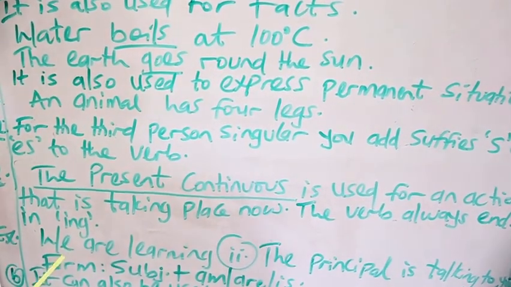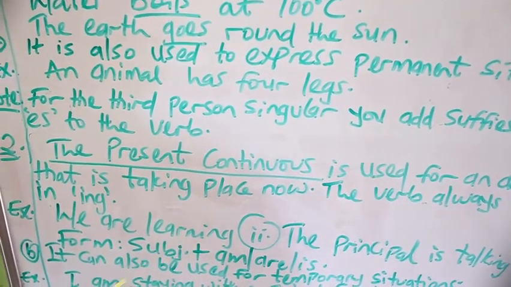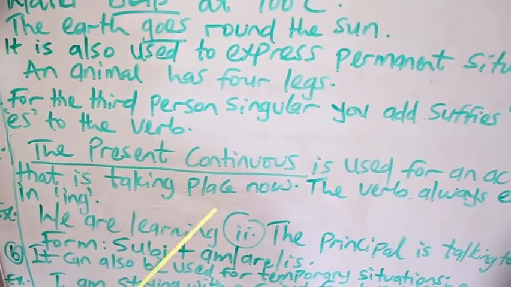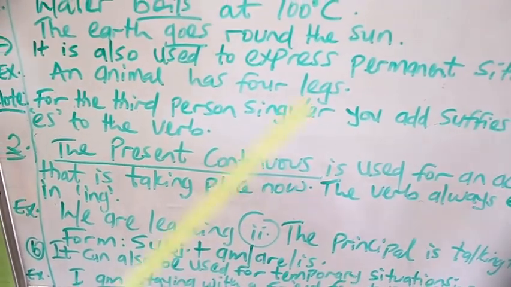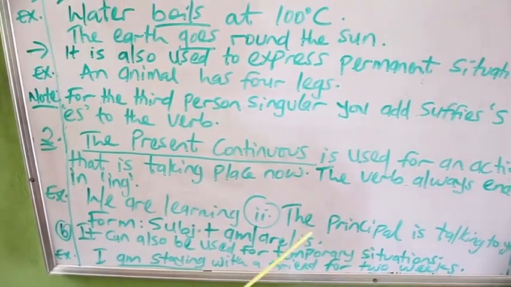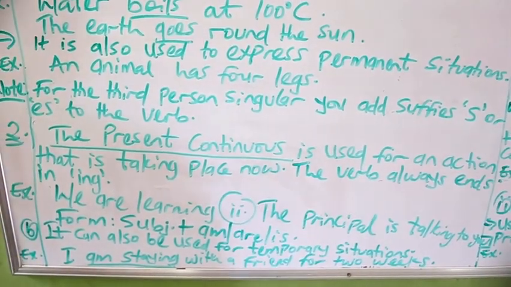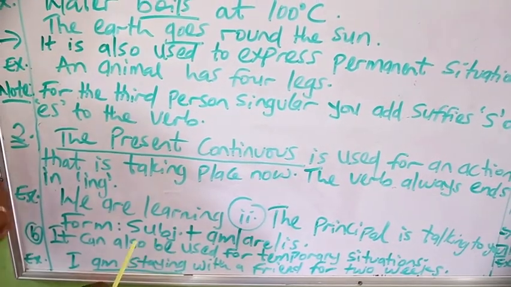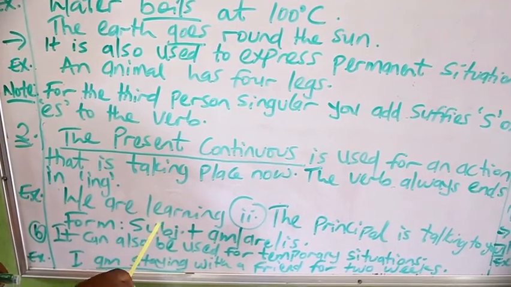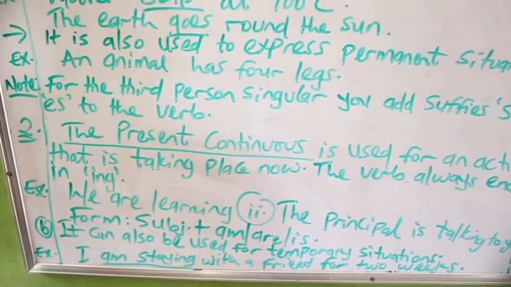As we have in our example, we are learning. The verb here is learn. Then you have ing. We are learning. He is going. The principal is talking to you. And to form this, we have the subject. Subject in grammar is the doer of the action. The subject plus am, are, or is.